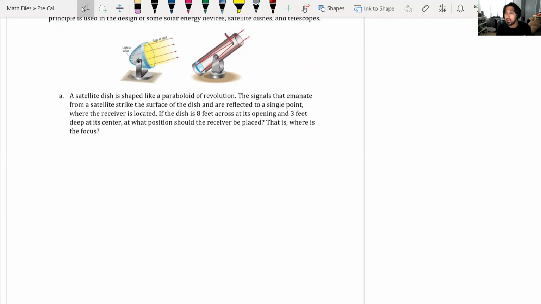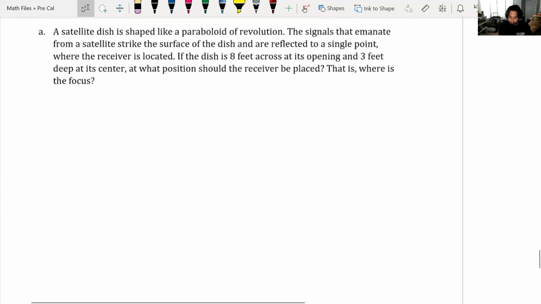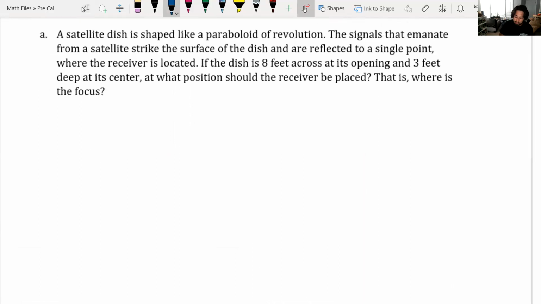So our job is to find the focus, because we want to know where the signal's going to strike this at. What height should we put the focus? Okay, so what's given, and I'm going to draw a graph here.